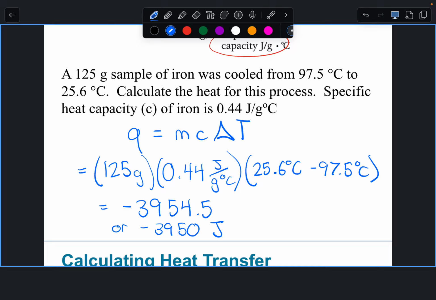The sig figs on this one are dumb. I'm not even going to include it, because technically it would only be 2.